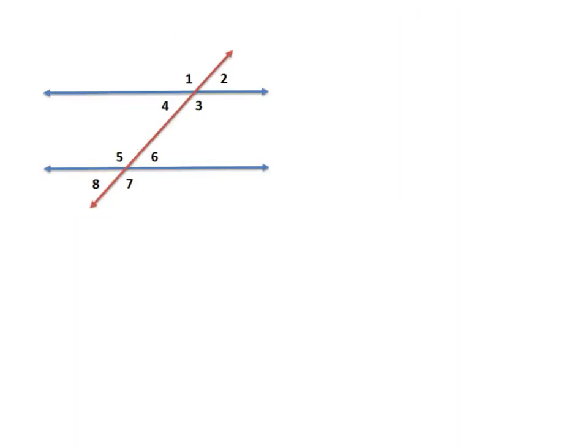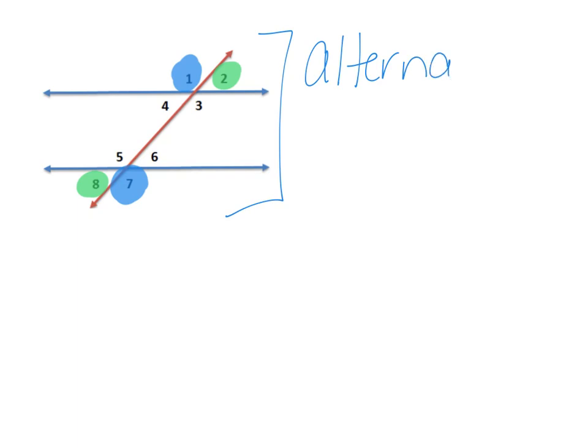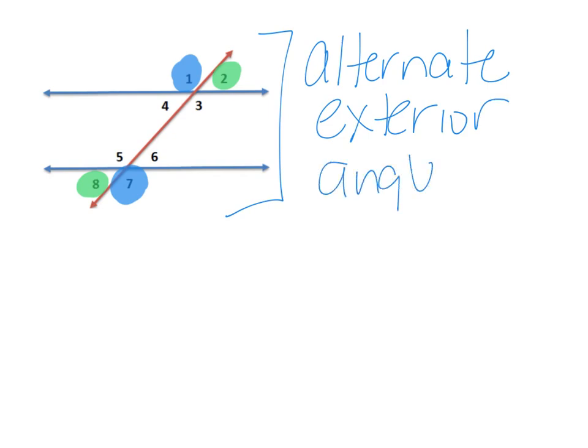Okay, so we just proved 2 more angles in this diagram are congruent. So we said angle 8 and angle 2 are congruent because they're alternate exterior. And we also proved that angle 1 and angle 7 are congruent because these are alternate exterior angles, and they are equal.